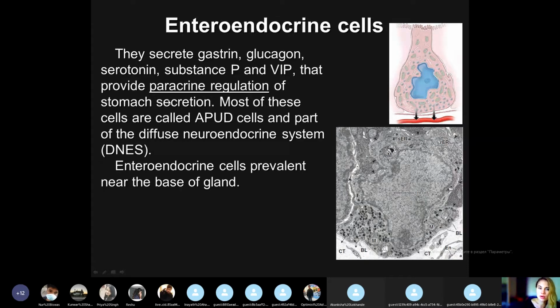What does it mean? They regulate neighboring cells and stimulate secretion of the secretory products of these cells. So these cells provide an important role for the regulation of the organ where they are found. These cells are also found in the base of the glands, and thus how can we differentiate?